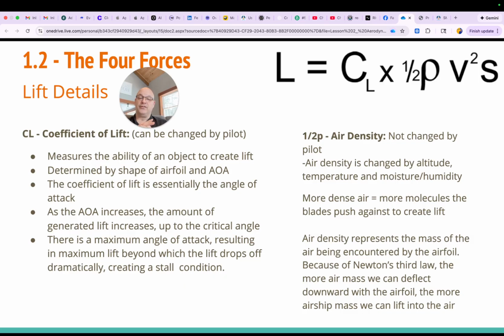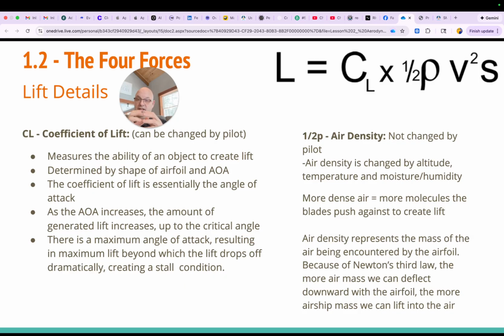So the next one is air density, right, which is not changed by the pilot. That's an outside condition. The air density is changed by altitude, temperature, moisture, and humidity. None that you can control, but you should take into calculation before you take flight. So the more dense the air, the more molecules the blades push against to create lift. The air density represents the mass of the air being encountered by the airfoil. Because of Newton's third law, the more air mass we can deflect downward with the airfoil, the more aircraft mass we can lift into the air.